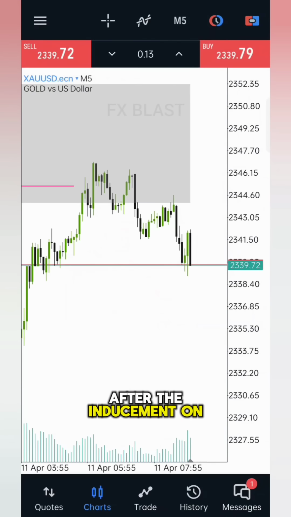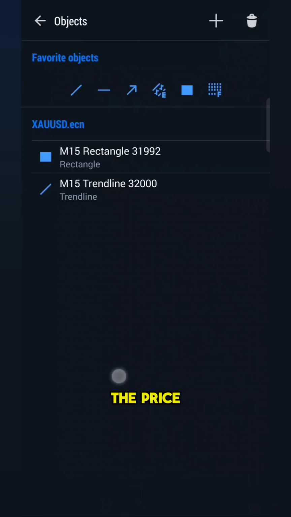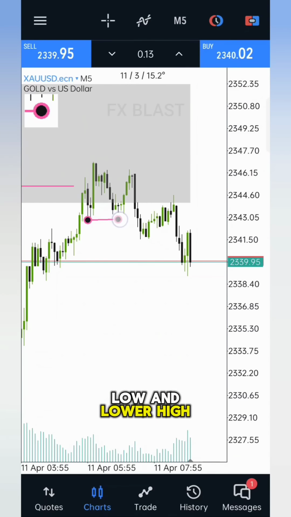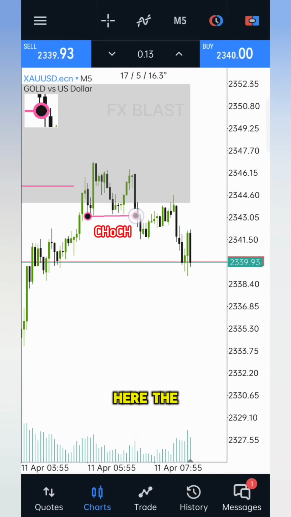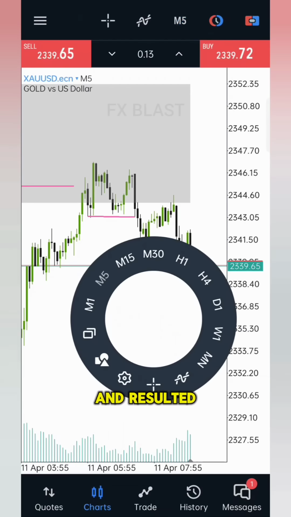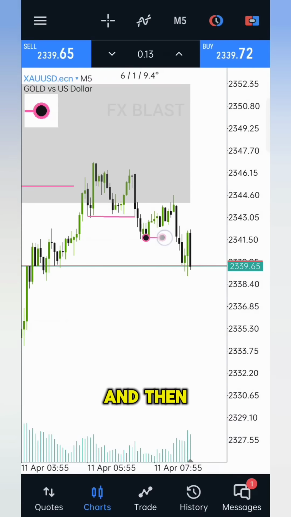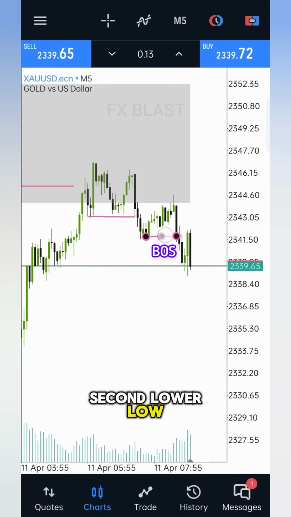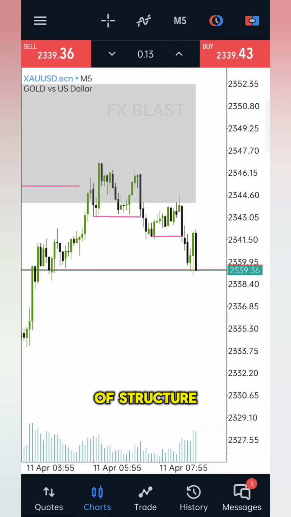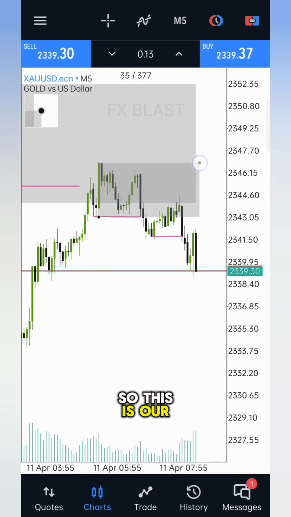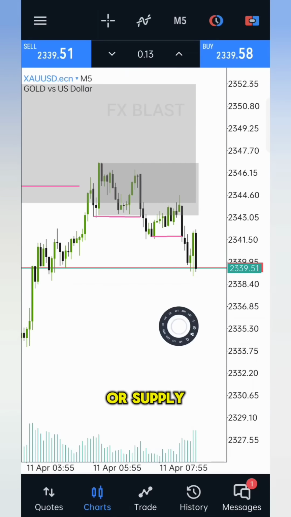After the inducement, on the lower time frame, the price began to form a lower low and lower high structure. Here, the first lower low broke, and resulted in a change of character. And then, it broke the second lower low, and created a break of structure. Guys, those lower lows broke with some imbalanced candles. So, this is our most current internal order block or supply zone.